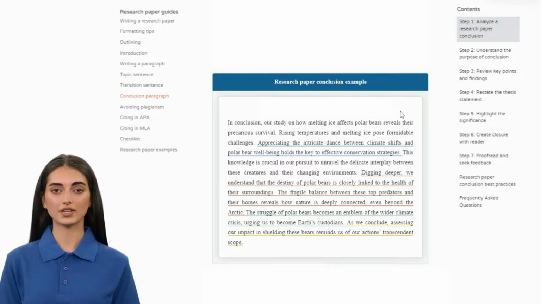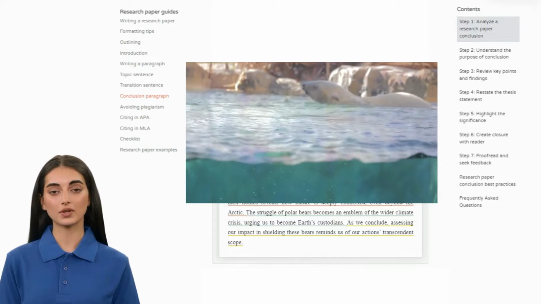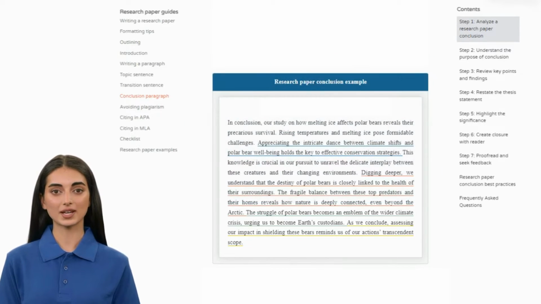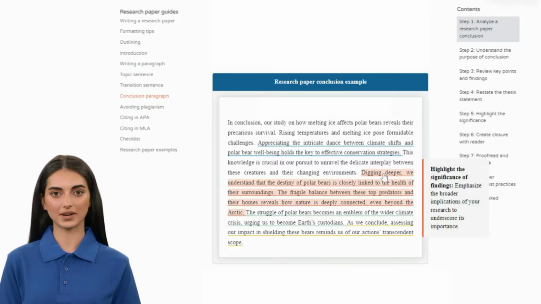So this is a research paper conclusion focusing on the impact of melting ice on polar bear habitats. This example shows how to use the tips and tricks for a well-written conclusion. First, it starts by summarizing some of the points of the paper. Right after that, we see a reference to the thesis statement that argues polar bears are significant in preventing climate shifts.